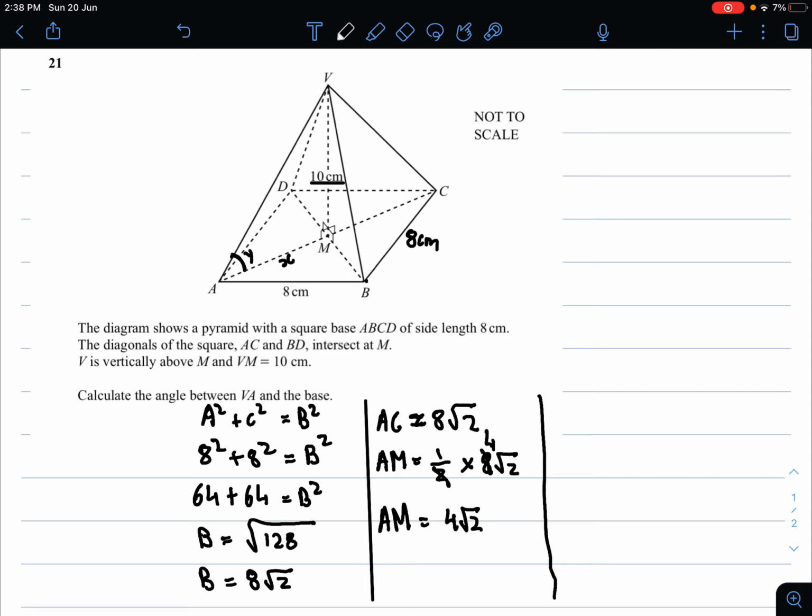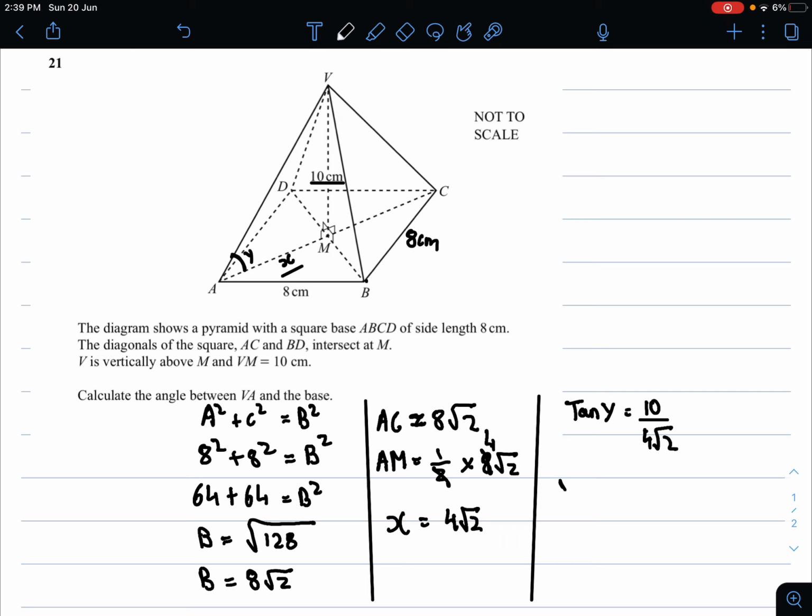Now you need to use your tan rule. So tan of x is equal to opposite divided by adjacent. Tan y, because x is the side that we found, x would be in place of AM, because as you can see, we've labeled it over here as x. So tan y would be opposite over adjacent. The opposite side of y is 10 and the adjacent side is 4 root 2.